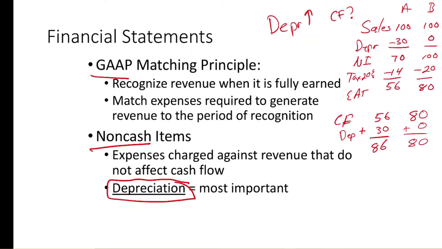So what happened when depreciation goes up? Our cash flow goes up. Our net income goes down because we have higher expenses. But here's the big thing: our taxes go down, which we do have to pay, and therefore our cash flow goes up. So as our depreciation goes up, so does our cash flow.